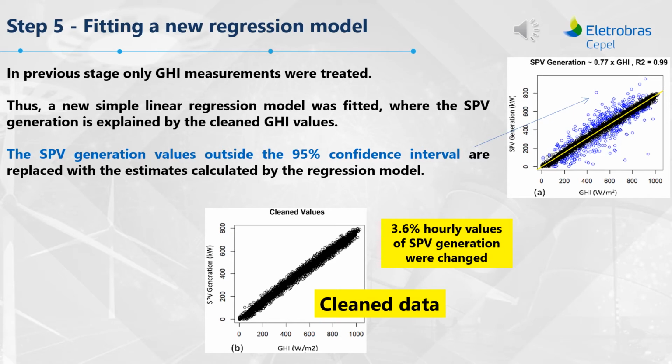Finally, at step 5, a new simple linear regression model was fitted, where the SPV generation is explained by the cleaned GHI values. The SPV generation values outside of the 95% confidence interval are replaced with the estimate calculated by the regression model. 3.6% of the hourly SPV generation data were changed.